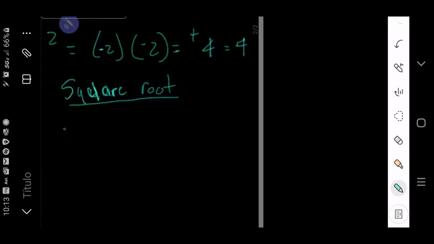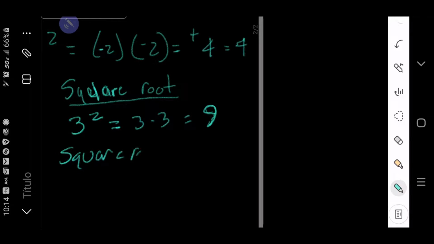So if we look at our example of 3 squared, of course 3 squared equals 3 times 3 equals 9. So the square root of 9, we would essentially go in reverse. The square root of 9 is 3. Square root of 9 equals 3.